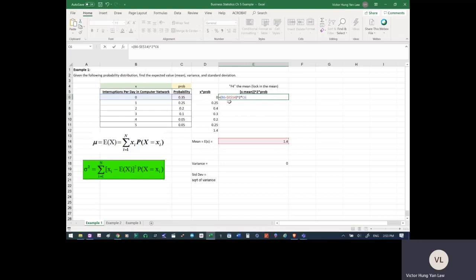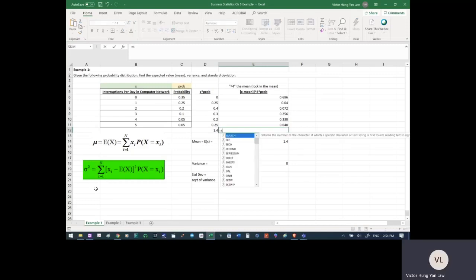So once this formula is set up, then we can replicate the formula by dragging it down. We can see that there's a black cross once we hover over the cell's bottom right corner, and we drag it down. And then you can see that for each cell, we have the x value minus the mean, which is the 1.4 that we locked in, squared, and then times the probability, which is column C. So for x equals 2, we have B8 minus the mean times the probability, which is the 0.2, and so on.